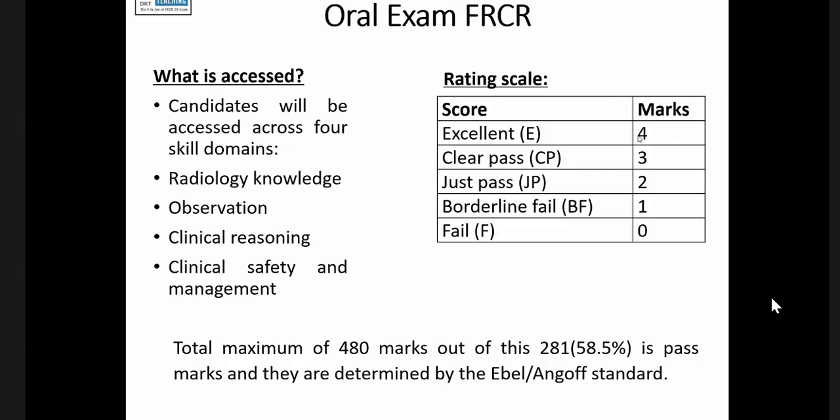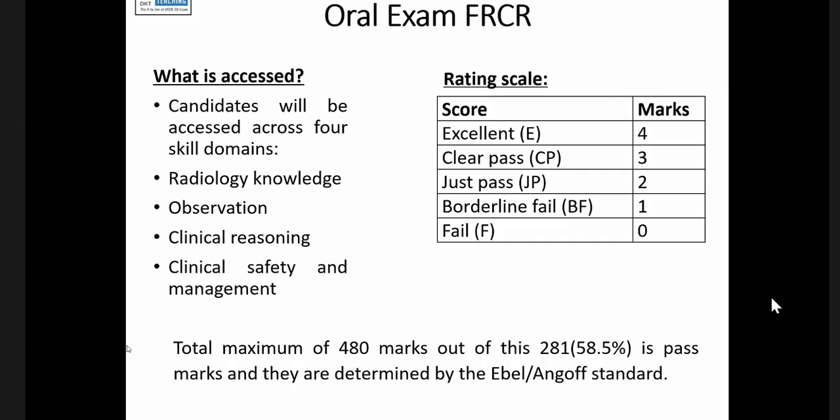In real terms, excellent gives you 4 marks, so 4 is the maximum. In radiology knowledge, you can get 4. Observation, you can get 4. Clinical reasoning, you can get 4. Clinical safety and management, in one case, you can get 4. But if you are getting less, then this is going to be the mark sheet.